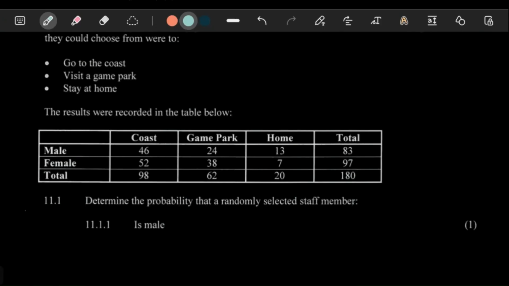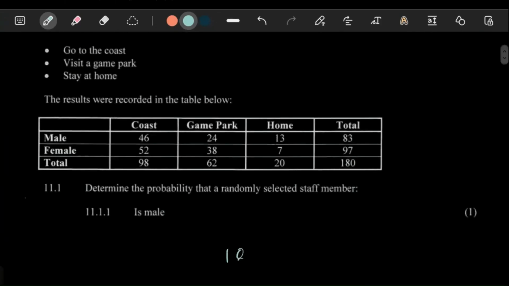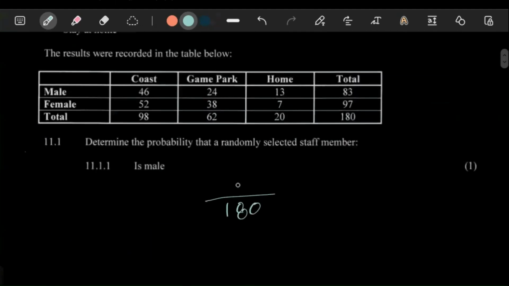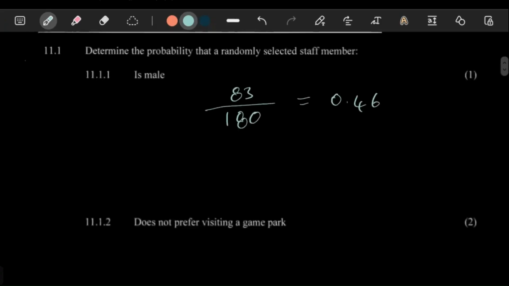So randomly choosing a male, you have a total of 180 people, and the number of male people is 83. So this is the probability of choosing a male. The simplest form of this expression is just 83 over 180. As a decimal, you can just write it as 0.46. Not a problem. Moving on.